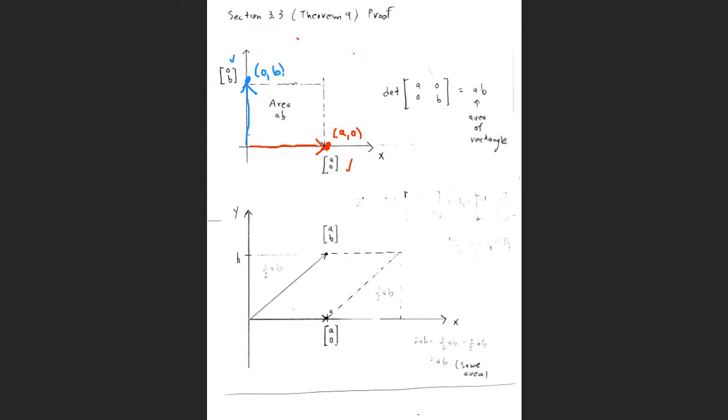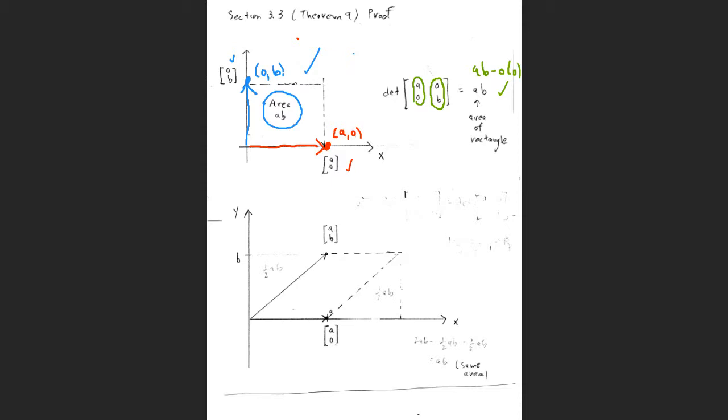Okay, so we know the area of this rectangle here would be base times height. So the area is A times B. Now, what if we were to look at the determinant of a 2 by 2 matrix whose columns were equal to the two vectors? Well, for that particular determinant, we would get the area of the rectangle, A times B, right? Because for 2 by 2, the determinant would be A times B minus 0 times 0, and that equals A times B.